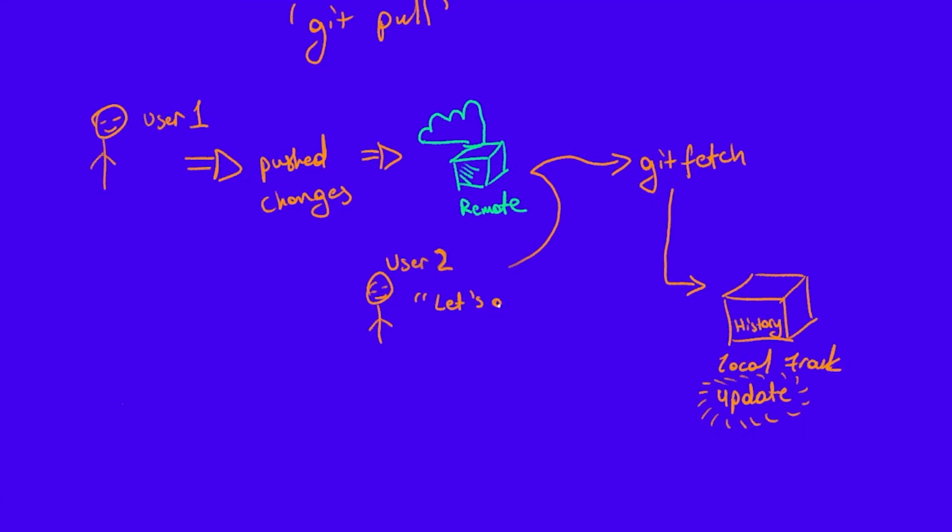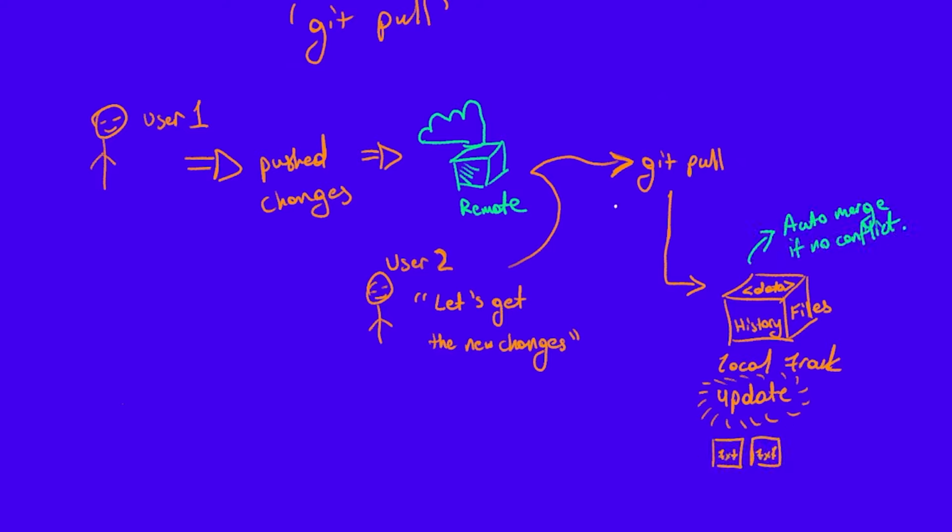Now that we have covered git fetch, let's take a look at our final Git command, git pull. The git pull command in Git is a combination of two operations, git fetch and git merge. It is used to retrieve changes from a remote repository and automatically merge them into your current working branch. In other words, git pull fetches the changes from the remote repository and incorporates them into your local working branch.